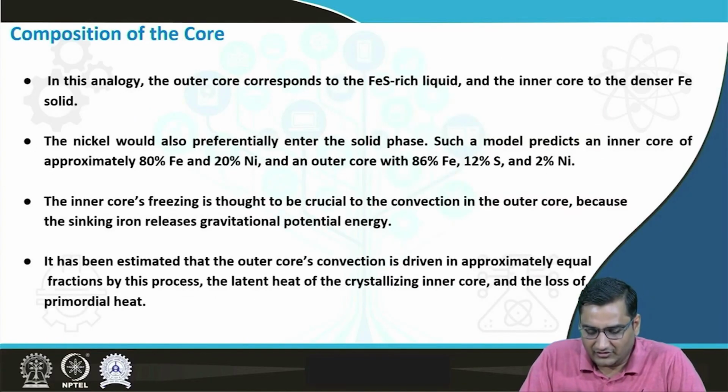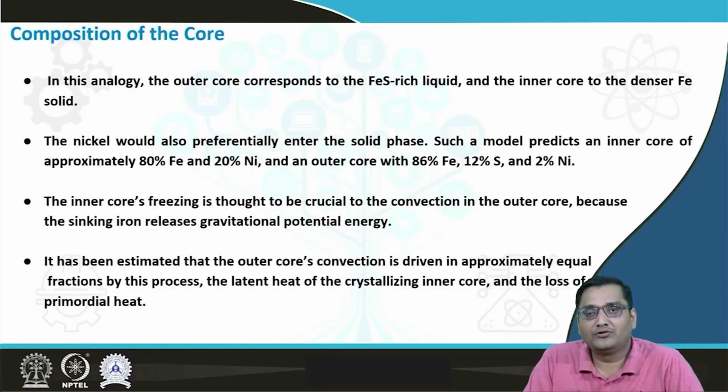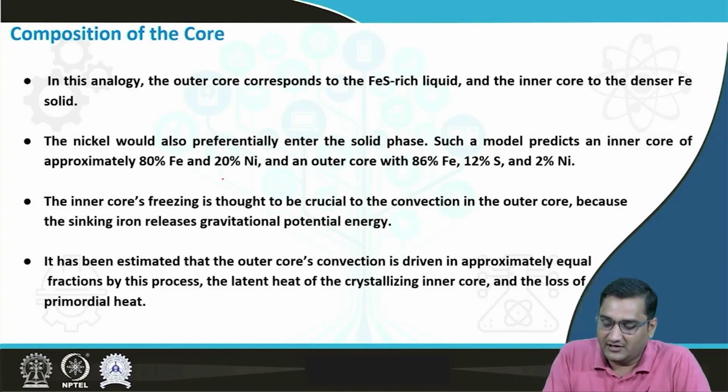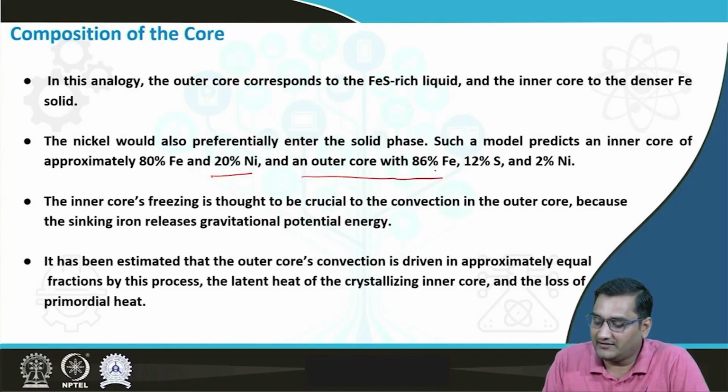By this analogy, the outer core corresponds to the iron sulfide rich liquid and the inner core to the denser iron solid. The nickel would also preferentially enter the solid phase. Such a model predicts an inner core of approximately 80% iron and 20% nickel, and an outer core with 86% iron, 12% sulfur and 2% nickel.